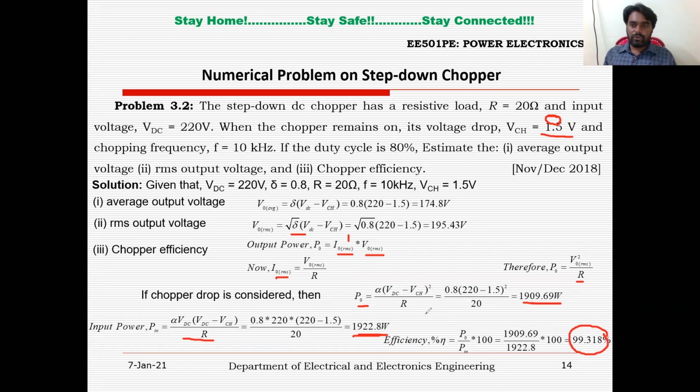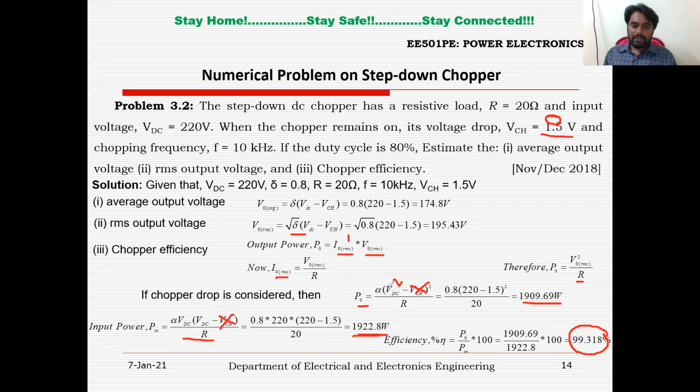So as I told you, if there is no drop across the chopper, considering the chopper is an ideal one, we should get 100% efficiency. Let me cross check whether we are getting 100% or not. Now, if there is no drop, the chopper voltage equals 0. That means it is alpha into VDC square divided by R. And here also you can see, if there is no voltage drop, you can remove this V chopper. Then it is alpha into VDC, which is VDC square divided by R. So same as the previous one.